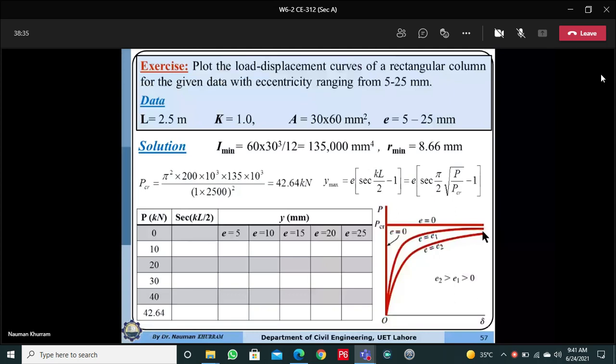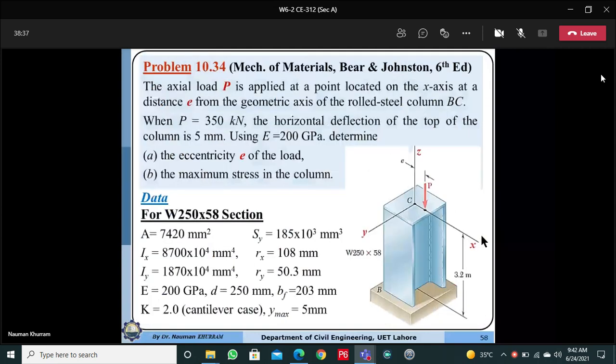Okay, now we are going to discuss a problem related to the eccentric column. I have taken this problem from the book Mechanics of Materials by Beer and Johnston, the sixth edition. I could provide you this book in short form also. Maybe after this lecture, I will send it to your CR by WhatsApp so we could share it with the class.